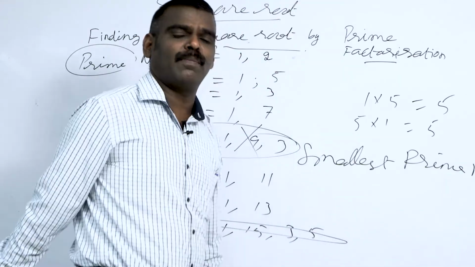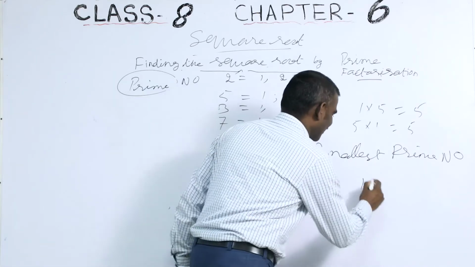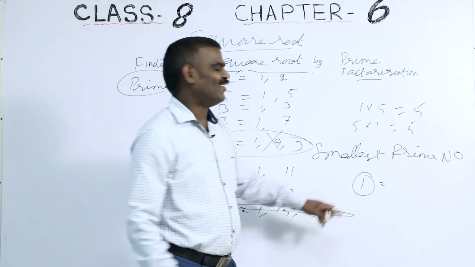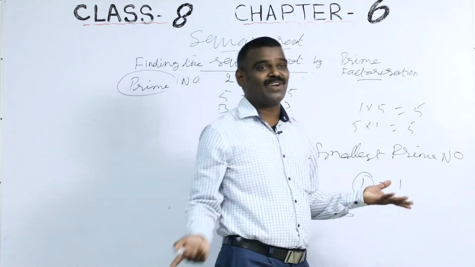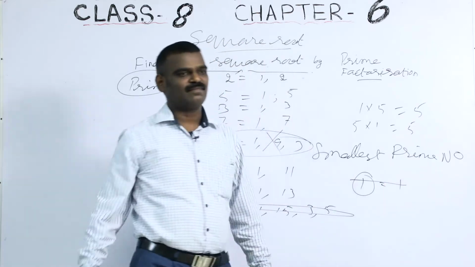What is the smallest prime number? Yes? You are telling 1. If you say 1, how many numbers can divide? Only 1 can divide, isn't it? There is no other number. So 1 is not a prime number.